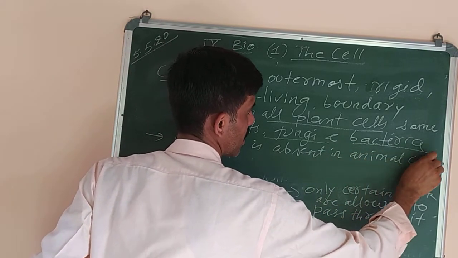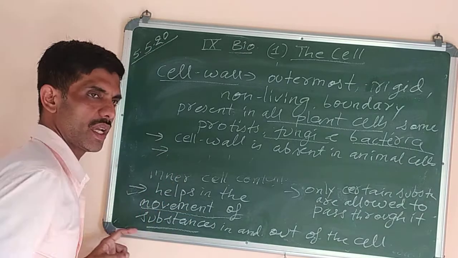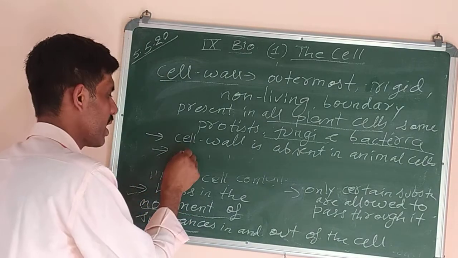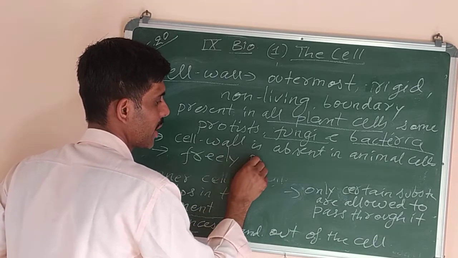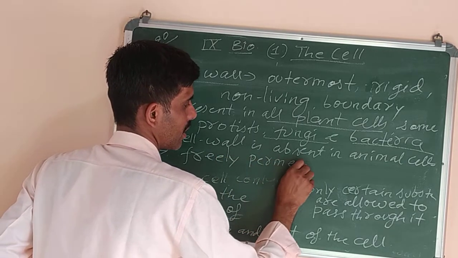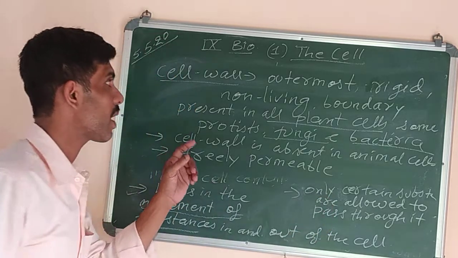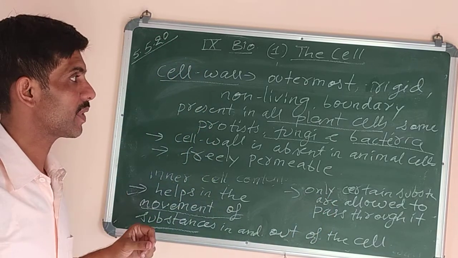Now the third point: it is freely permeable. It will allow any substance to pass through it. Freely permeable. Now if you compare the cell wall and the cell membrane, what are the differences?